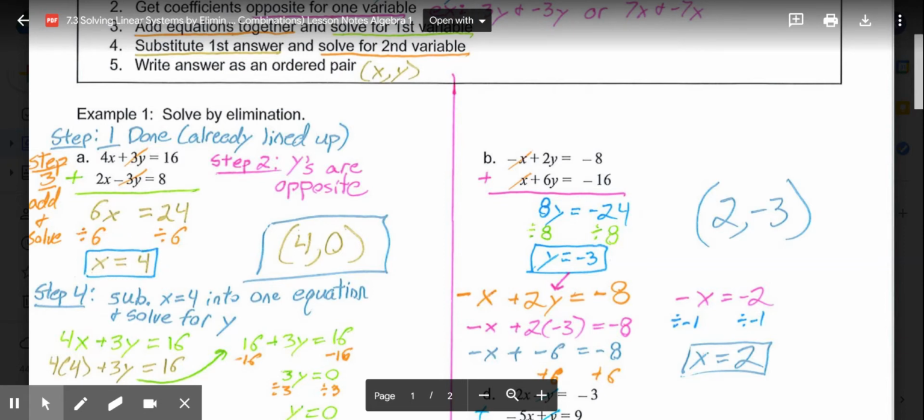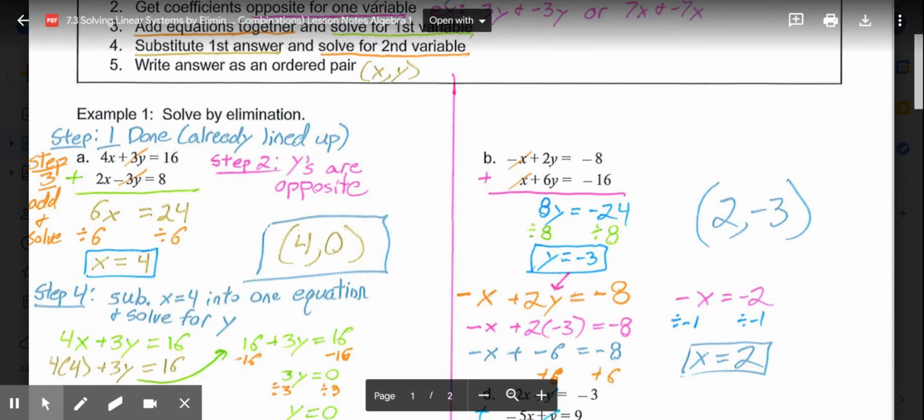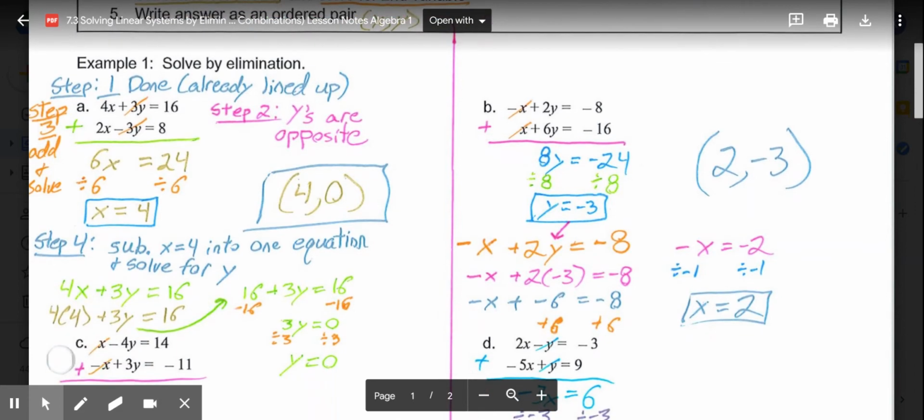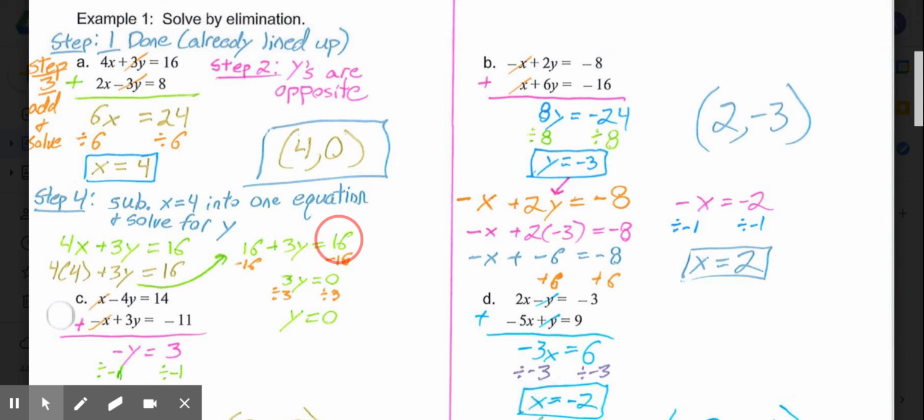So now we're moving to step 4. We're going to take the answer, x equals 4, and substitute it into one of the original equations and solve that for y. So I'm going to use the top equation, 4x plus 3y equals 16. I'm putting in a 4 for x. So 4 times 4 plus 3y equals 16, meaning 16 plus 3y equals 16.